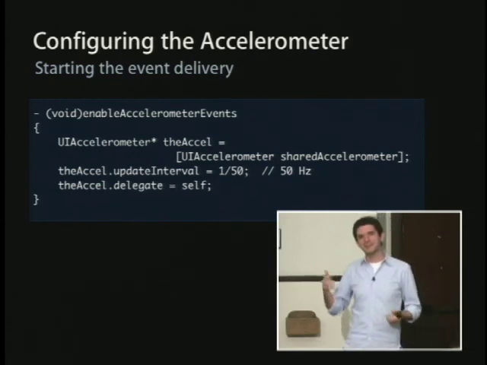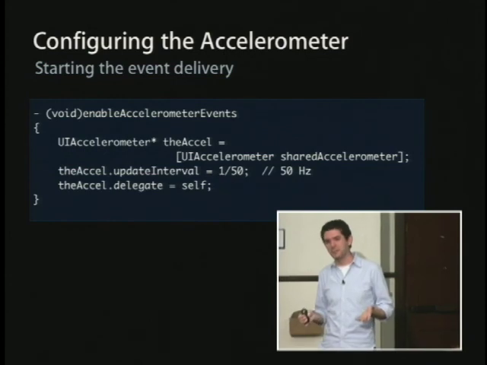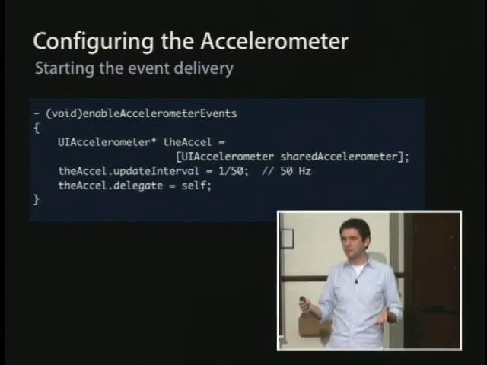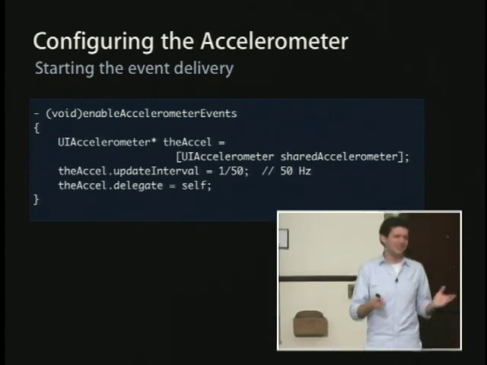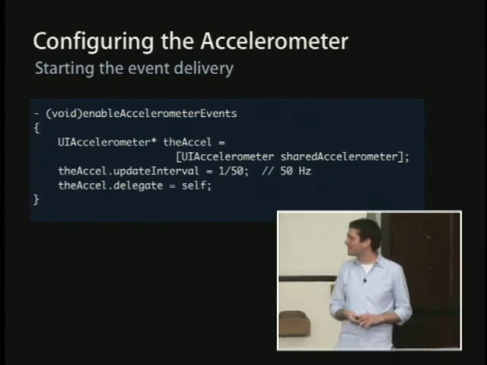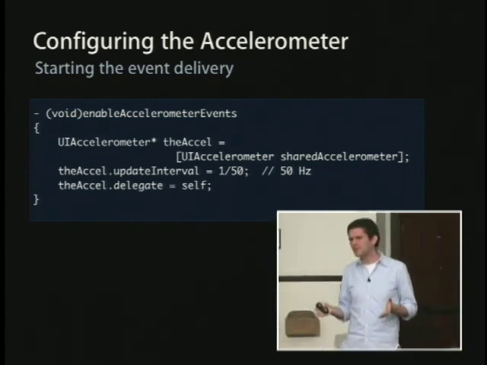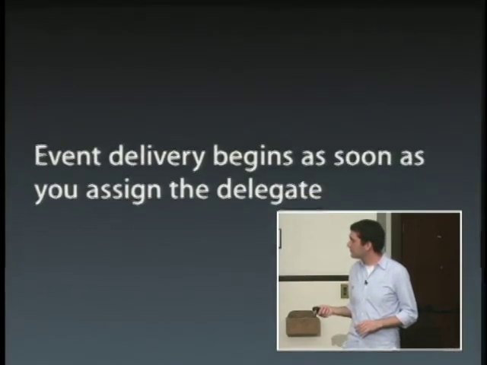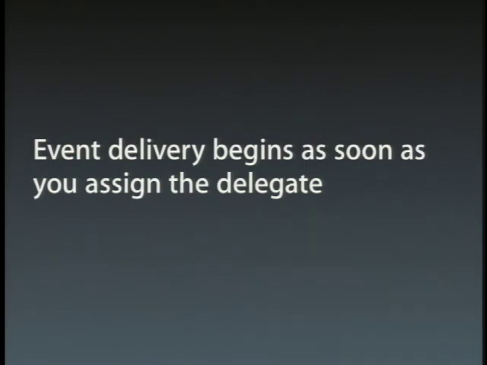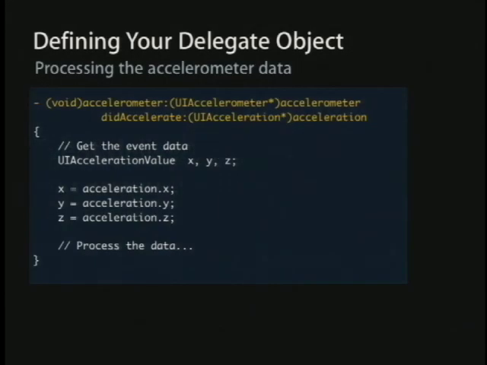So if you want to disable the accelerometer to save power, there's no method you call. You just set the delegate back to nil. It's a little odd, but that's how that works. So if you're not using the accelerometer data, but you've already set it up, set the delegate back to nil to turn off the accelerometer. Event delivery begins as soon as you assign the delegate.